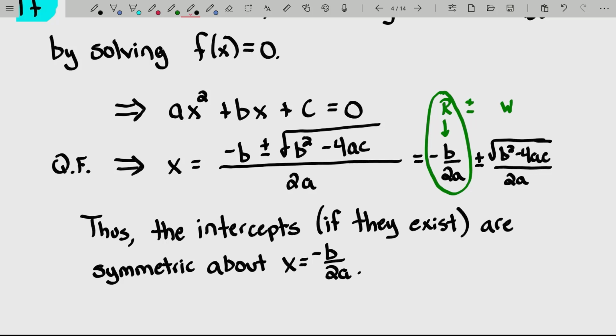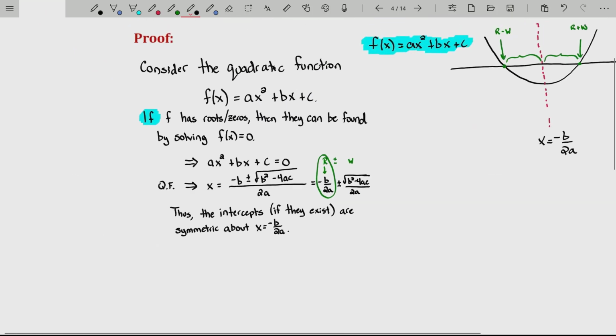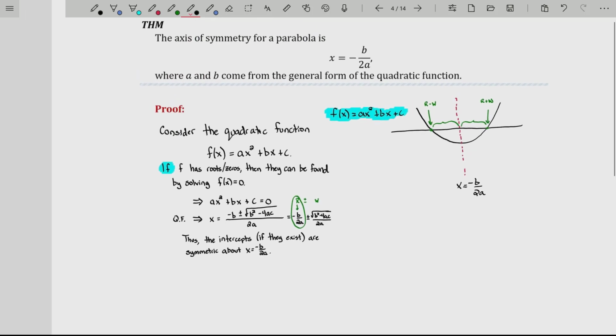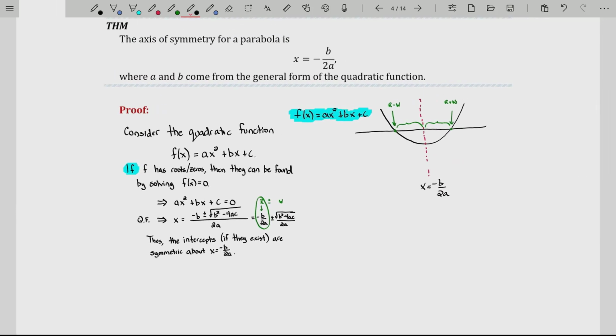Now, you might wonder, well, wait a second, what if the intercepts don't exist? It still is symmetric about negative b over 2a. The parabola is symmetric about negative b over 2a. I'm not going to go into that detail, but at least we get this far with the proof, and I'm pretty happy with that. That's pretty solid for a proof. So that shows us that the axis of symmetry is actually at x equals negative b over 2a.